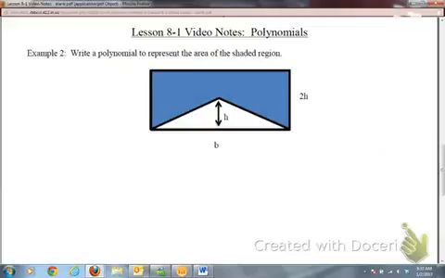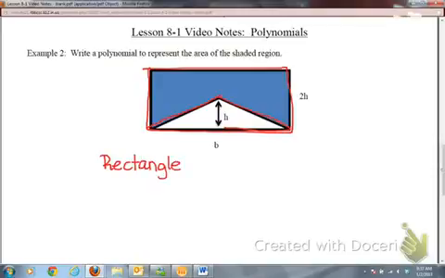The next thing that we're going to do in this lesson is we are going to look at shapes, and we are going to write polynomials to represent areas of shaded regions. So in this example, we have a big rectangle, but it's not all shaded. There's a triangle that has been basically just cut out. So the area of the shaded region would be the area of the rectangle minus the area of the triangle.